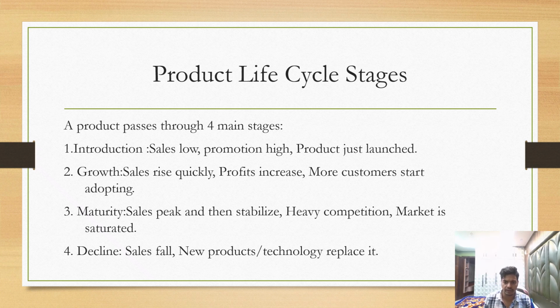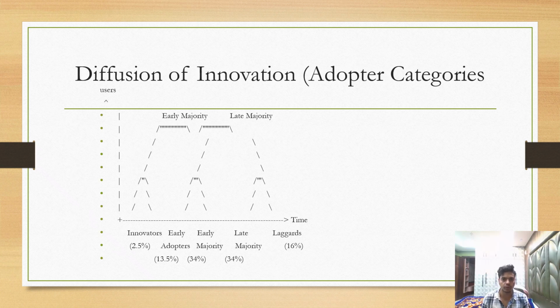They have to go to another market and develop the technology for making their product better. Now the diffusion of innovation categories with the diagram.